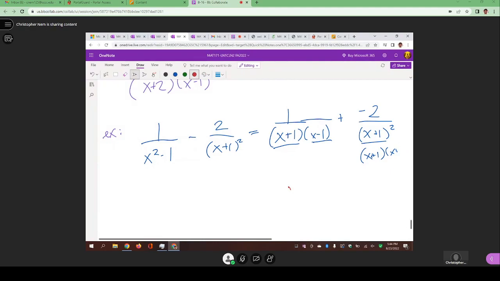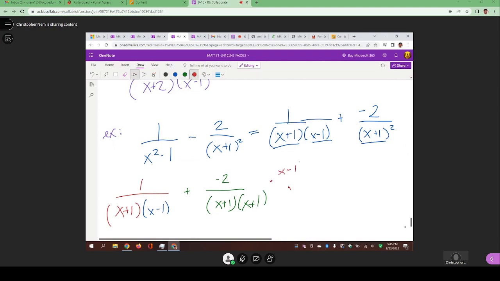I should write this neater. Let's write it over here actually. 1 over x plus 1, x minus 1, plus negative 2 over x plus 1 times x plus 1. Well, we see that the green one is missing an x minus 1. So I do need to multiply this by x minus 1.